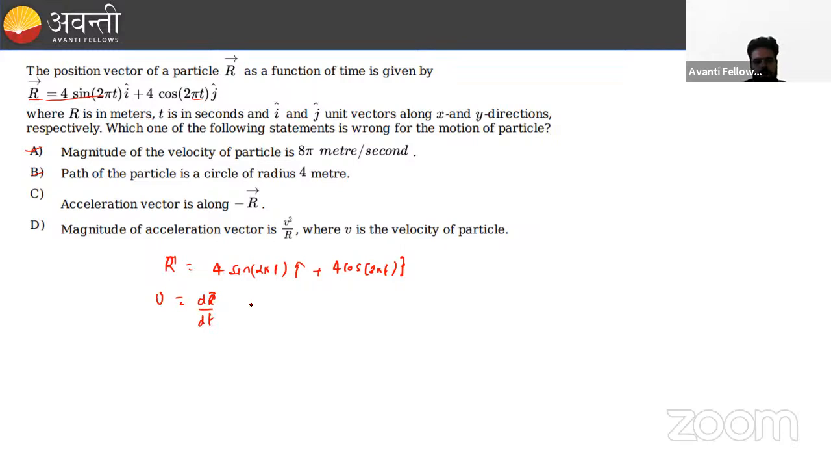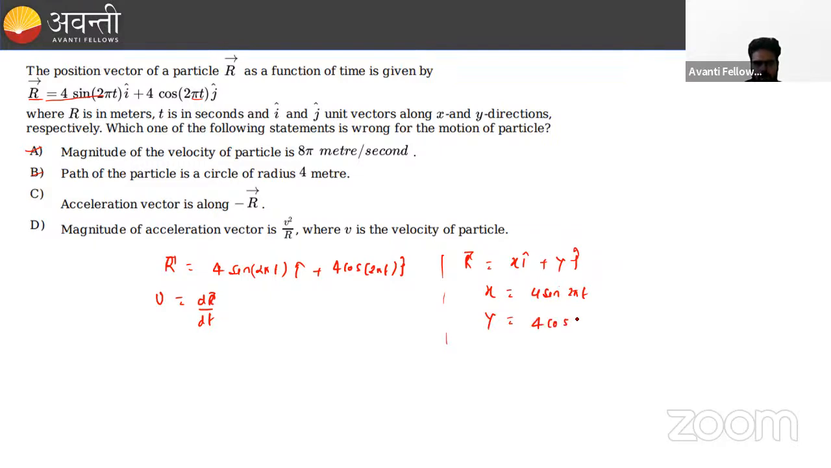Whenever this type of problem comes, just solve separately for x and y. If we compare this position vector, it can be written as r vector equal to x i cap plus y j cap. What is the value of x? 4 sine 2 pi t. What is the value of y?